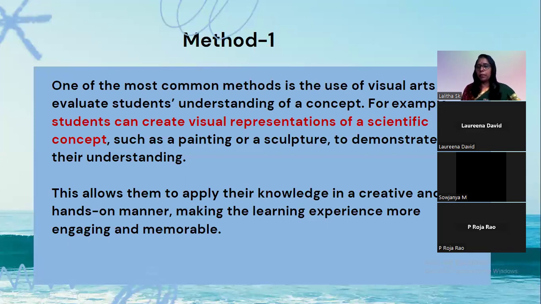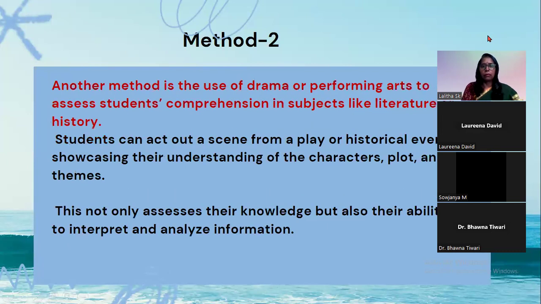One is the scientific method, where you ask your children to do some drawings or sculptures. That was the first method. The second one is art with history or social studies, where you can give them characters and tell them the scenario, and they are going to enact it.